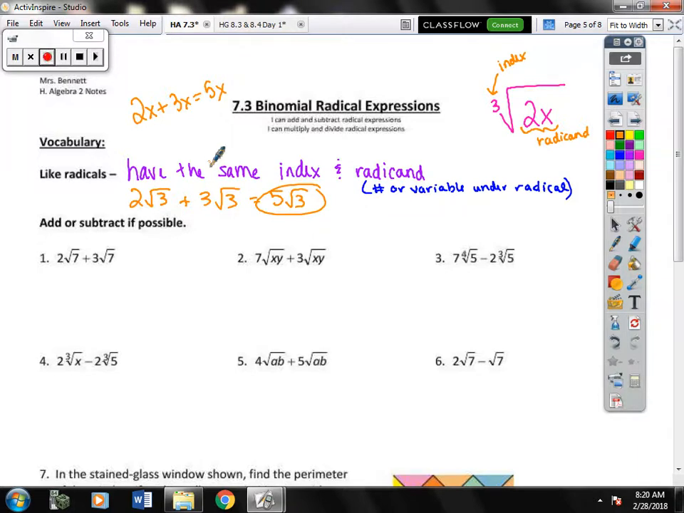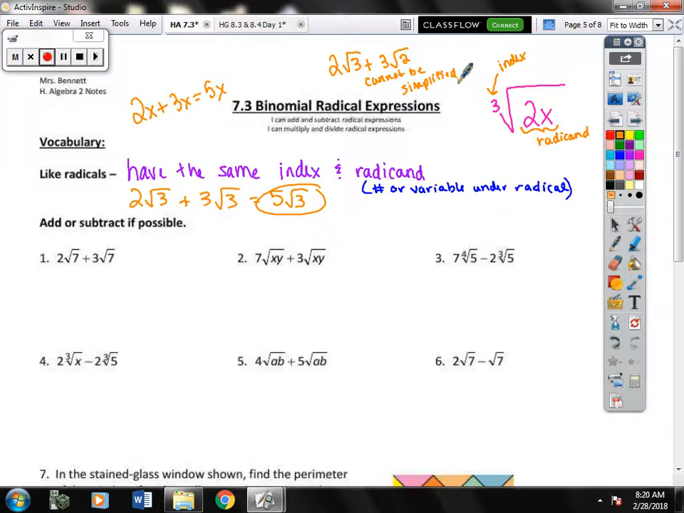Now again, if they don't have the same radicand, so let's say we had 2 square root of 3 plus 3 square root of 2, those cannot be added together. They're not like terms. They're not like radicals. So since the 3 and the 2 don't match, this cannot be simplified. Okay. And again, our index has to be the same too. So cube roots, fourth roots, etc.